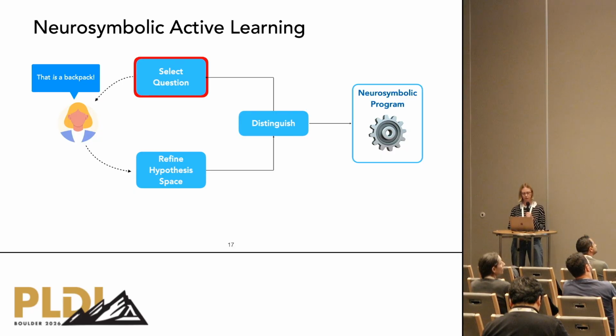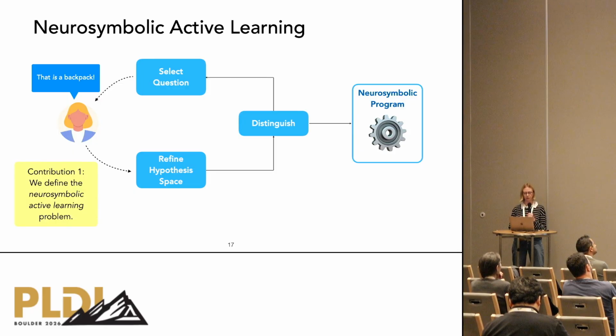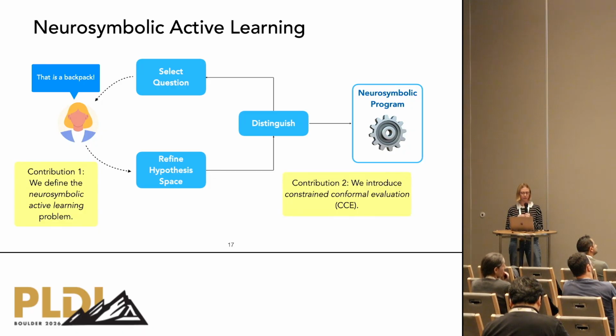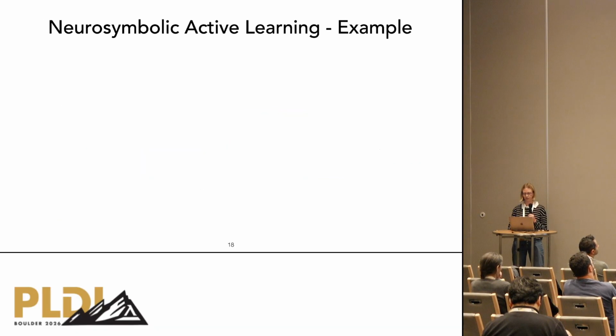So this work has three main contributions. First, we propose and formalize the neurosymbolic active learning problem. Second, we introduce constrained conformal evaluation, which allows us to reason soundly about uncertainty in neural predictions. And third, we implement these ideas in a tool called SmartLabel. So let's walk through an example of all of these steps.